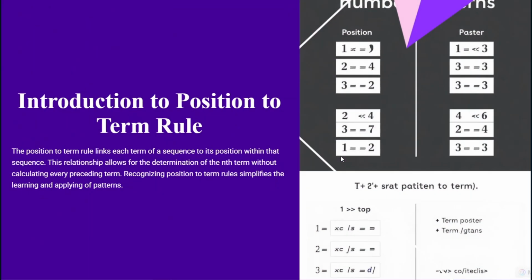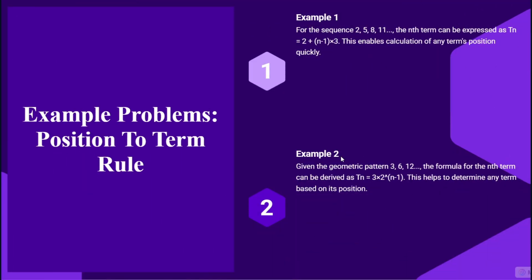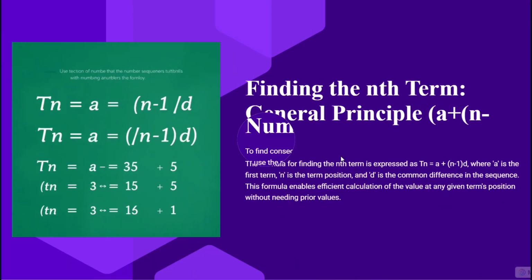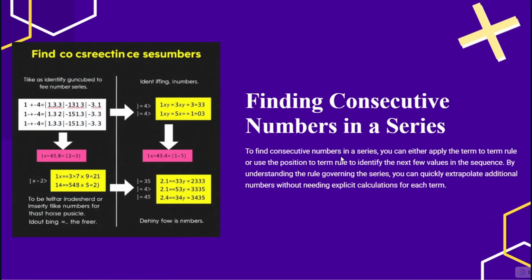Let's move on. We'll be talking about this topic, the position-to-term rule, in our next part. In that video, we'll be talking about what a position-to-term rule is, and whether there are any simpler methods to create these, like this one, and find consecutive numbers in a series. This is also a really interesting topic in this field.